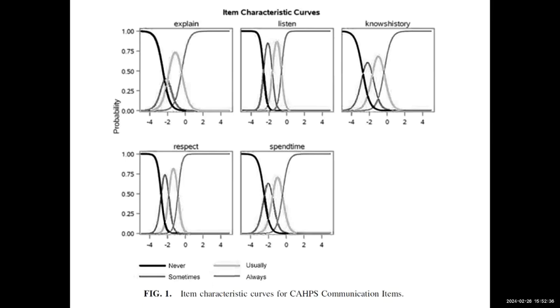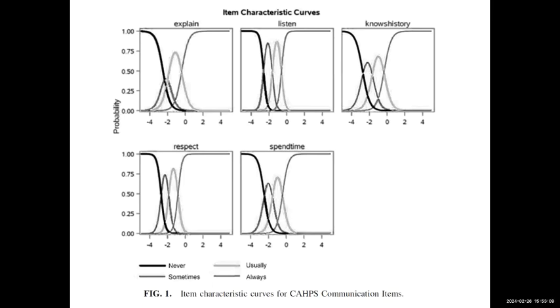And then you go up to the next option, which is sometimes. And if you look at the explain item on the top left, it looks like never is most likely to be picked. It's in the right location there, because it's to the right of the never response, but it's essentially never most likely to be picked. So that sometimes response choice isn't doing you any good for the explain item, but it is working better on the other items. So it's working overall pretty well.